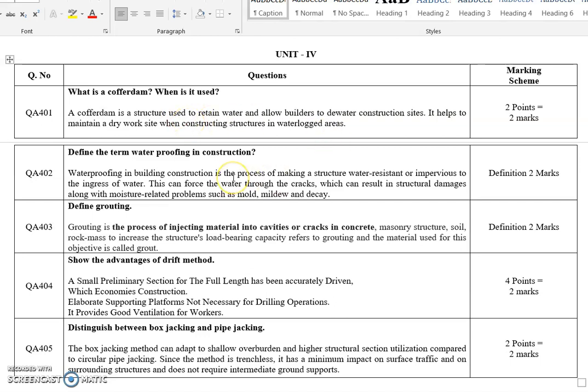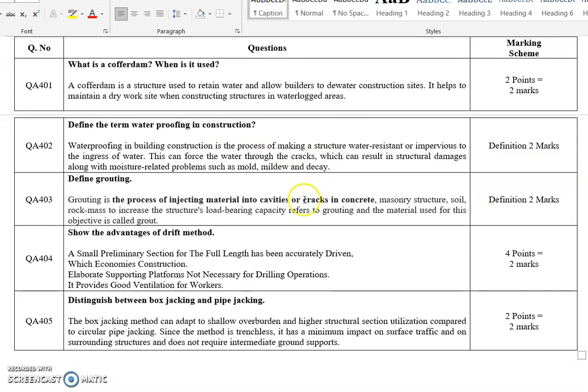Then, define the term waterproofing in construction. Waterproofing in building construction is the process of making a structure water resistant or impervious to the ingress of water. Otherwise, water can be forced through the cracks, which can result in structural damage along with moisture-related problems such as mold, mildew and decay.